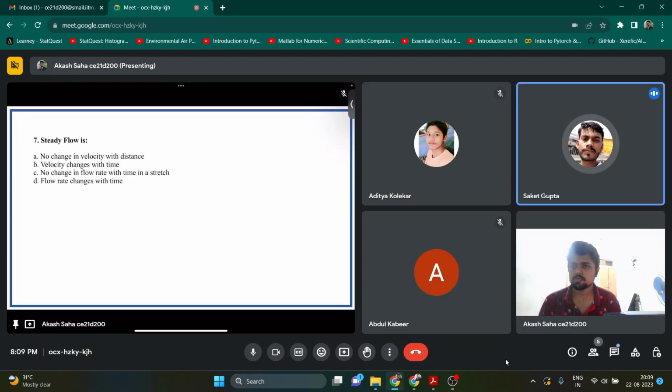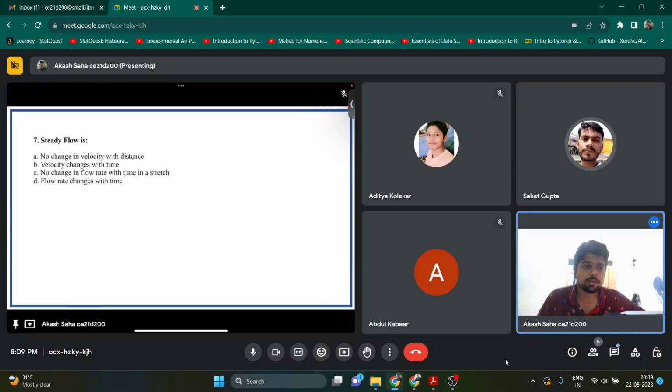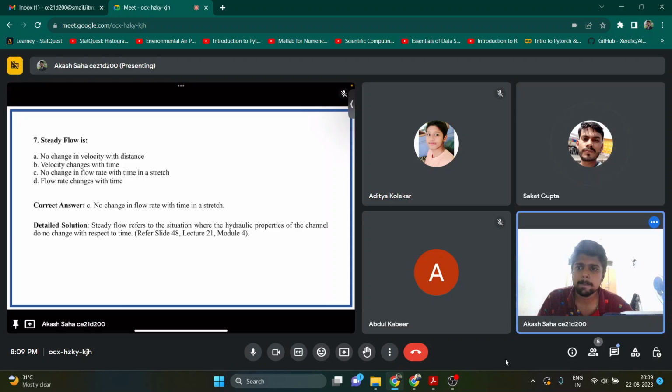Option B. Sorry, it is C. Okay, yeah, it is talking about steady flow. So if it is steady, there will be no change. It will be steady flow, so there is no change in flow rate with time.